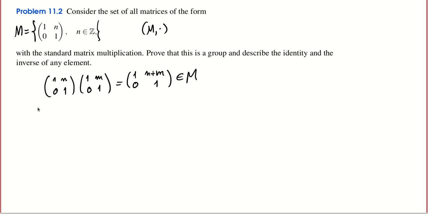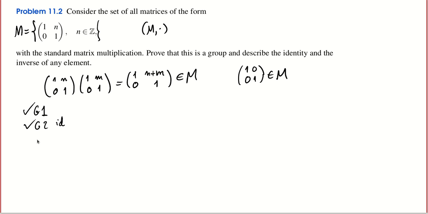Okay, now let's see associativity. Well, associativity is guaranteed. This is G1. Associativity is guaranteed because matrix product is associative. G2 is the identity, and the identity here is easy to figure out. It's just the matrix 1 0 0 1, which of course belongs to the set, because 0 here is an integer. So we have identity.